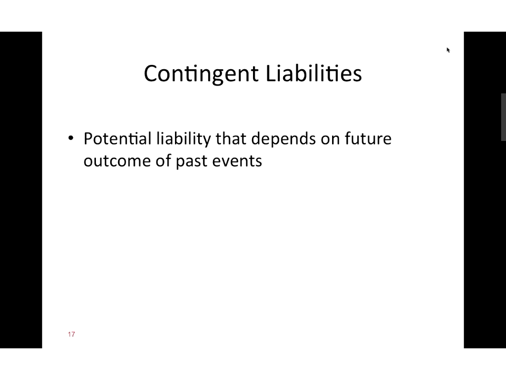Okay, a contingent liability, you do need to know the definition of it. A contingent liability is a potential liability that depends on the future outcome of past events. So this is an if. There's a big if here. We have a past event, and if something happens, we have a liability. A good example of a contingent liability is a lawsuit. So you're being sued over a past event, and you will have a liability if you're found liable, okay? So a lawsuit is an example of a contingent liability.